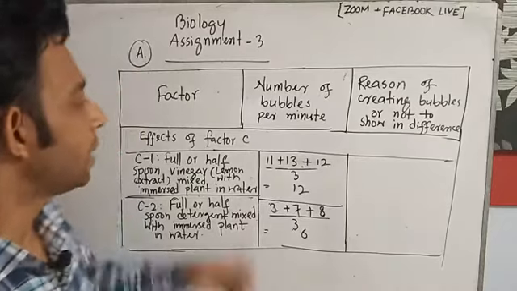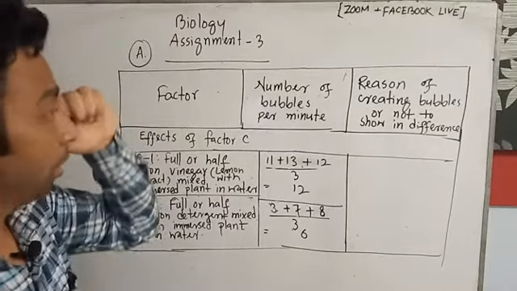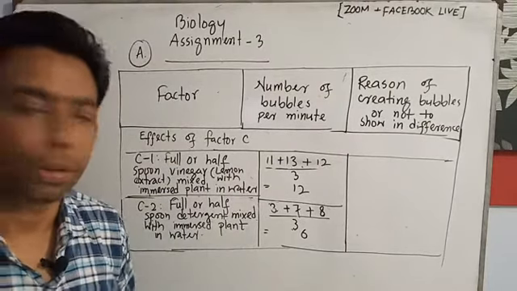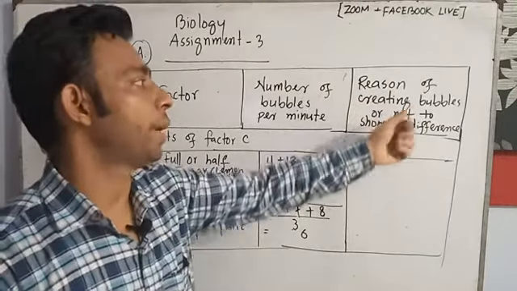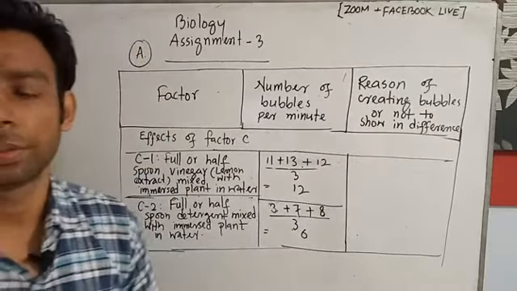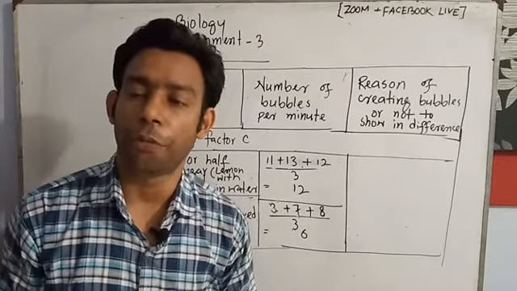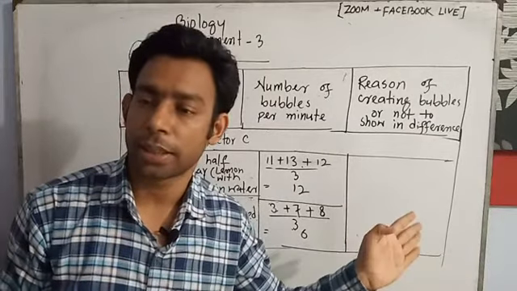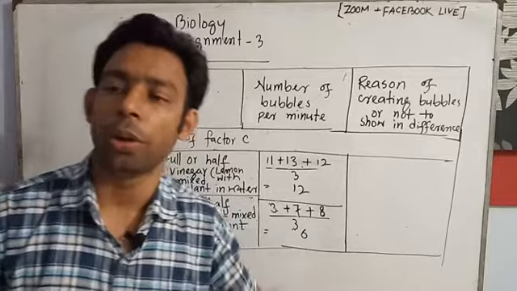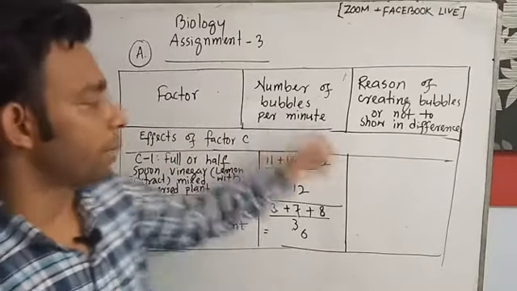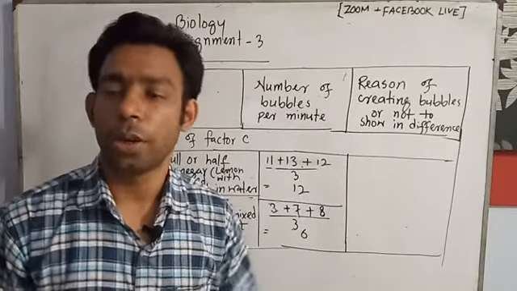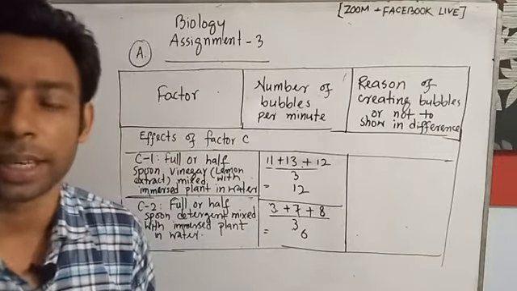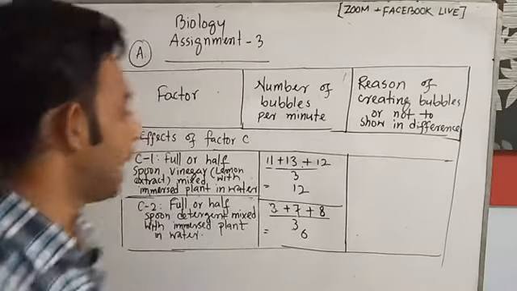Yes, what is the comparative study? Creating bubbles or not? Comparative study, reason of creating bubbles or not? To show the difference. Difference does not mean a difference chart. Why is it creating bubbles or not? Is the first experiment creating bubbles or not? If it is creating bubbles, why, and if not, why not? To find out. The second chart will be the same as this one.